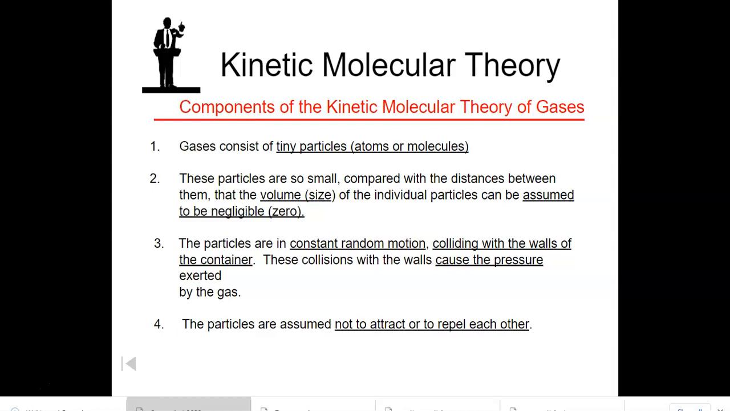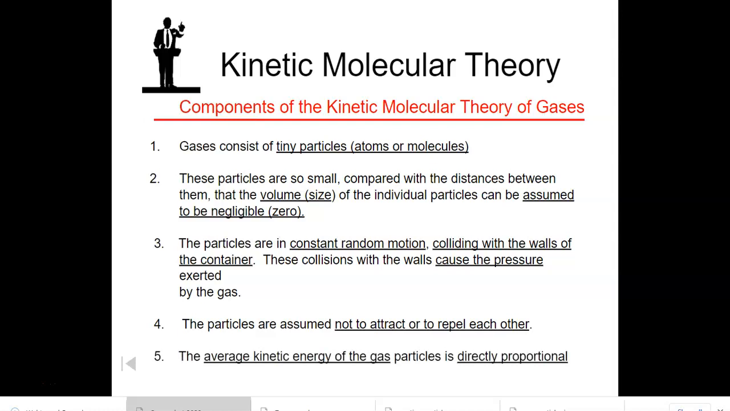The reason that repulsion thing is important is, remember, they want to be in constant random motion. And so if you're going to repel, then that's going to cause that motion to not so much be random, because you're trying to avoid things.